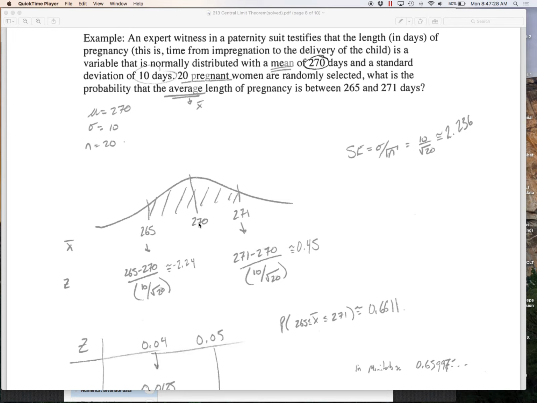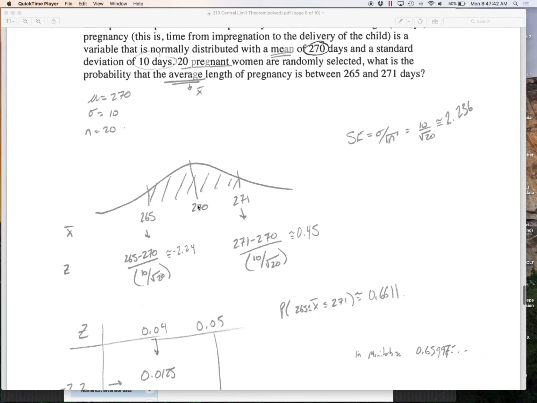Okay. So here then, the average of the gestational period of the 20 women should be 270. Okay, that'll be the middle. So what's the probability that the average of 20 women should be between this value and this value? This will be normally distributed. So here's 270. Here's the lower limit. Here's the upper limit. This is the X bar scale. We're talking about the average of 20 women in this scale.